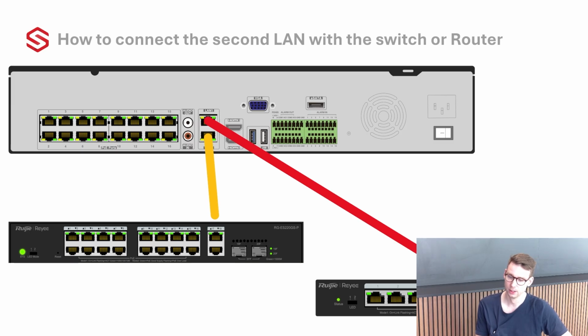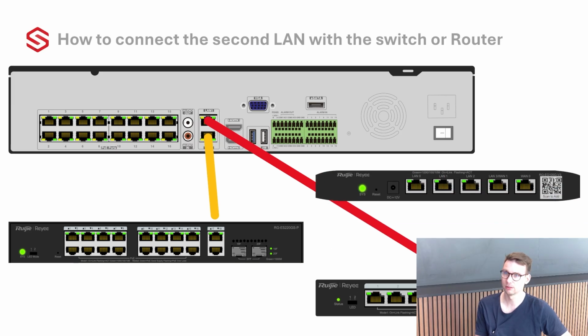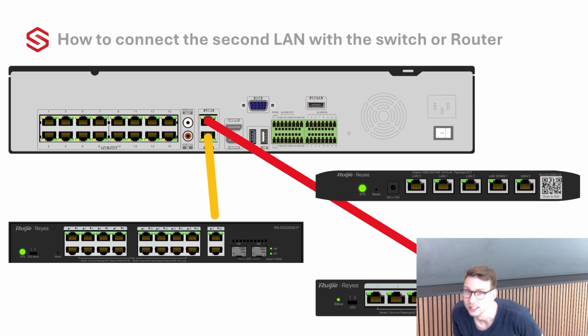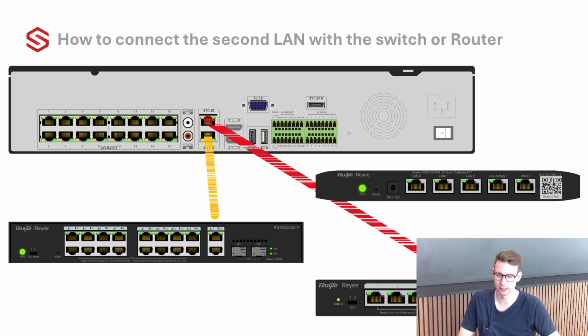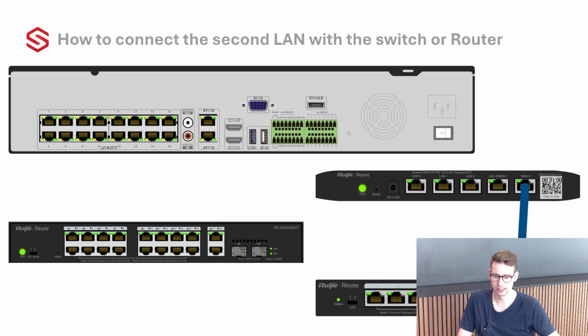So additionally, what you can do here, we're just going to add another router. In this case, it's a Reyee router, EG105G. We can connect a cable from our main device to one port of the Reyee 105 router. And then from there, for example, taking LAN port 0, we go on to our PoE switch.